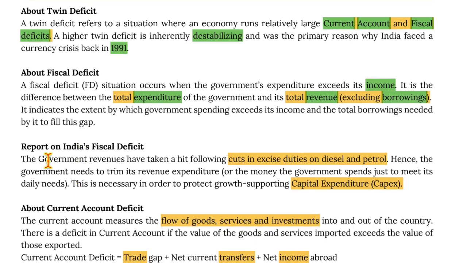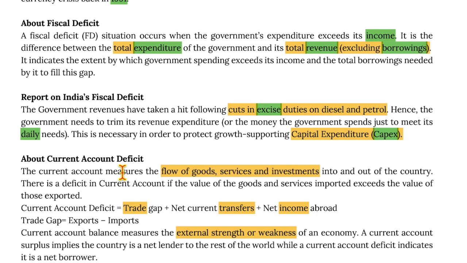Now, it indicates the extent by which government spending exceeds its income and the total borrowing needed by it to fill this gap. Now, the report on India's fiscal deficit is that the government revenues have taken a hit following the cut in excise duties on diesel and petrol. Hence, the government needs to trim its revenue expenditure, or the money the government spends just to meet its daily needs. This is necessary in order to protect growth supporting capital expenditure, that is capex.